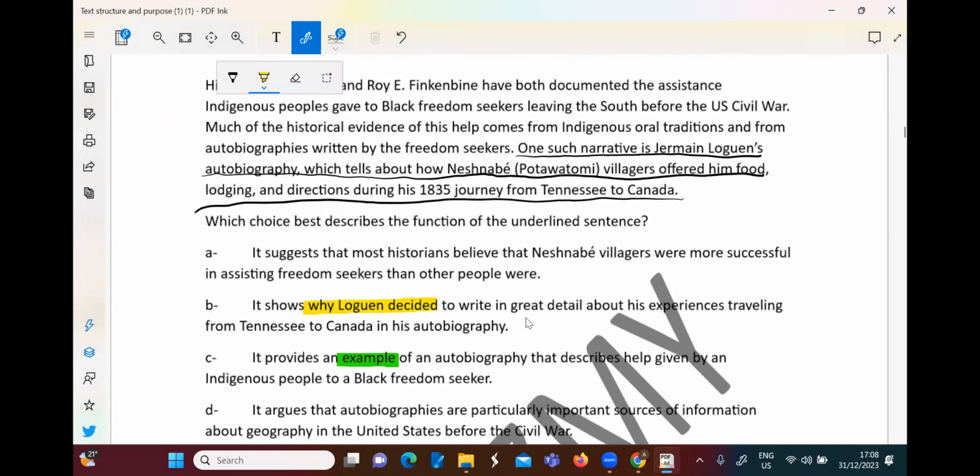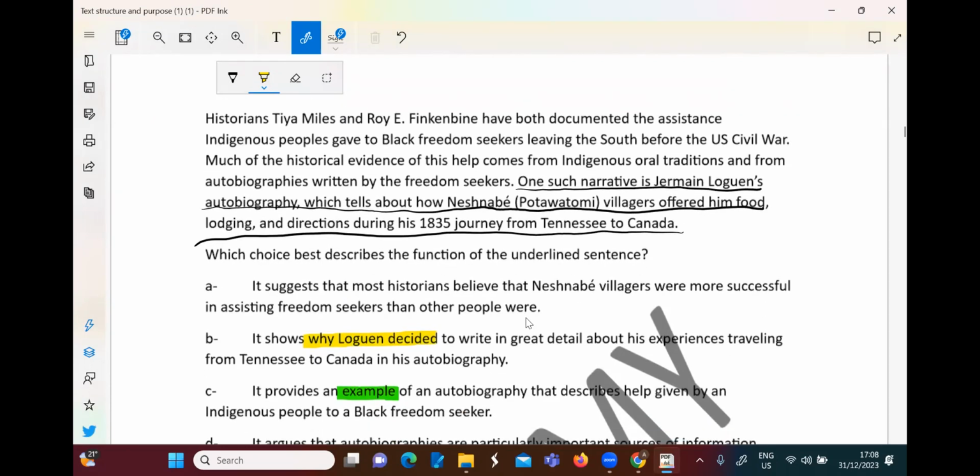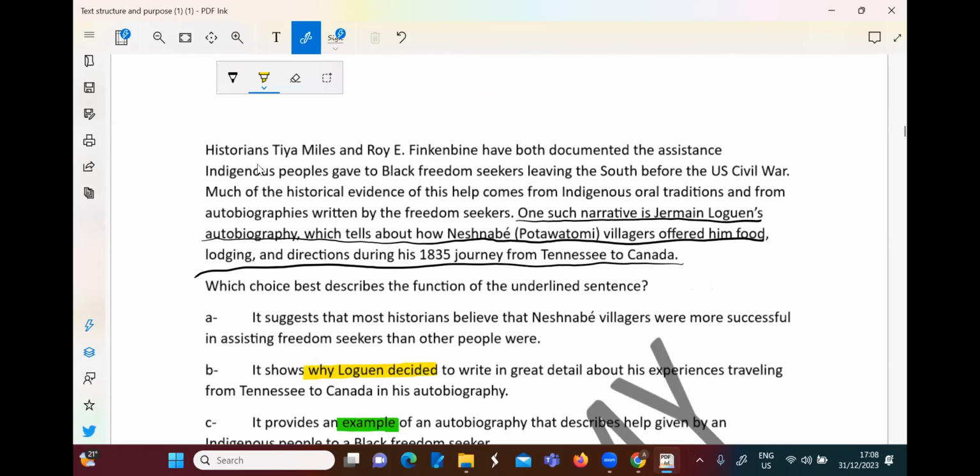Okay, let's go to the text itself and then we will decide. Of course, you need to read the underlined sentence, and before it, you need to read from the very beginning in order to contextualize. Historians Tiya Miles and Roy Finkelman have both documented the assistance indigenous people gave to Black freedom seekers leaving the South before the U.S. Civil War. So it's all about documentation, right? Yes, documented the assistance indigenous people gave to the Black freedom seekers leaving the South before the US Civil War.